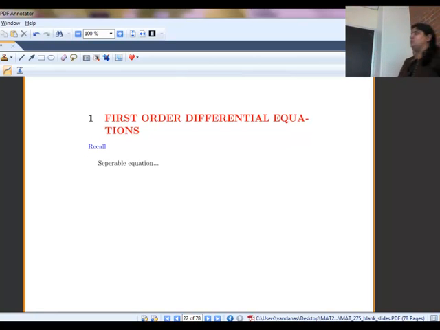Now let's understand more about separable differential equations. So in this homework, which differential equation in this whole homework is separable?